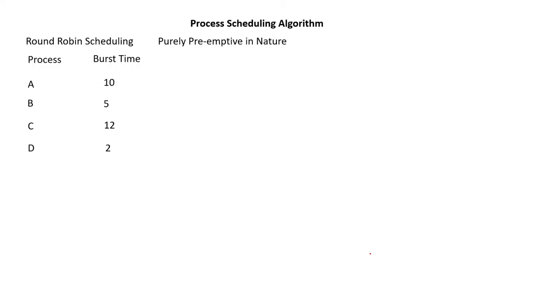So this is the fourth lecture of the process scheduling algorithm series, and we will be learning round robin scheduling in this lecture. Now round robin scheduling is purely preemptive in nature, where each process executes for a certain time in the processor, and then the context of the process is saved and the process is preempted from the processor, and the next process is assigned to it. So they actually execute turn by turn.